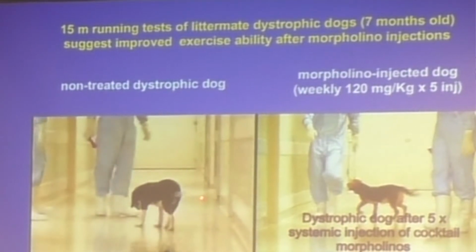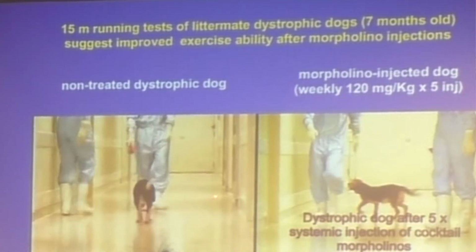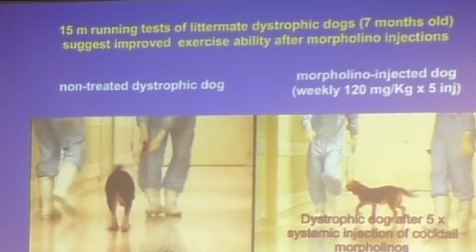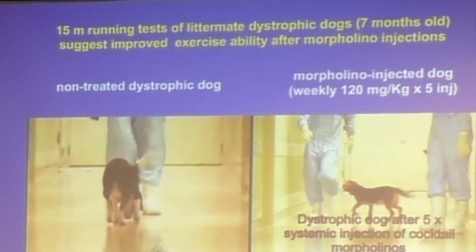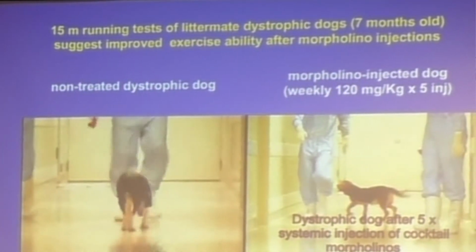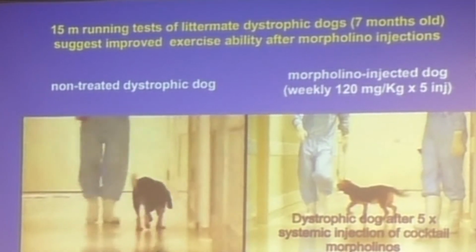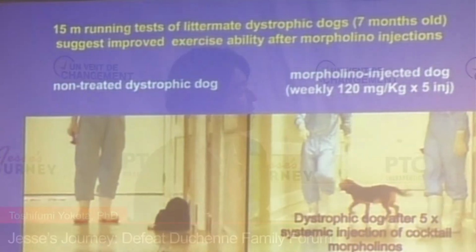And he has massive degeneration in the diaphragm as well. So it affects the stamina of the dog. So he's completely exhausted after walking 15 meters. Okay, so on the right is another dog. We injected morpholinos.